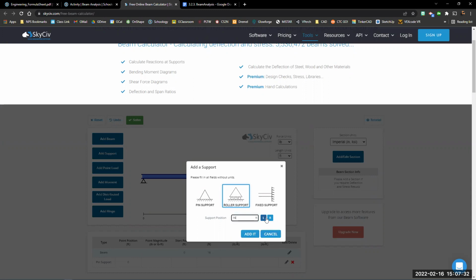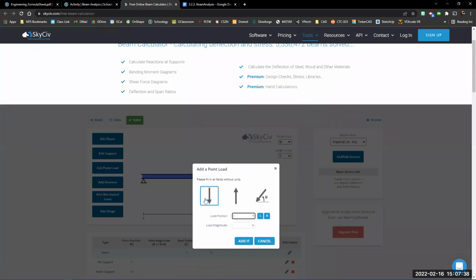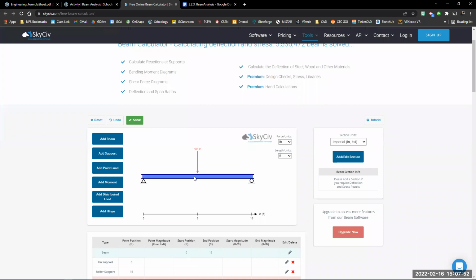So I'm going to type in 16, and that'll put it right on this end. Okay. Next up, I've got a point load in this case. The point load, remember, all the point loads, well, this one, sorry, I should say, is applied right in the middle, so it's 8 feet. And the load is 500 for all the point loads. So I hit add. Got that arrow coming down, so that's perfect.